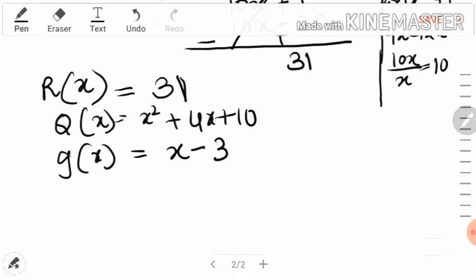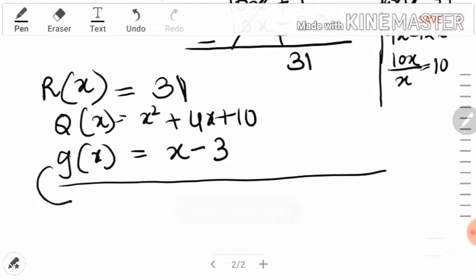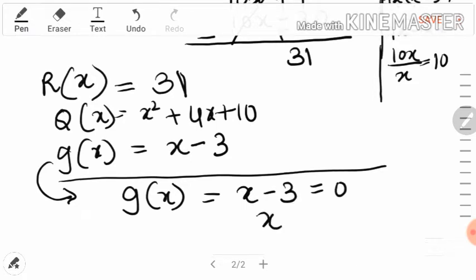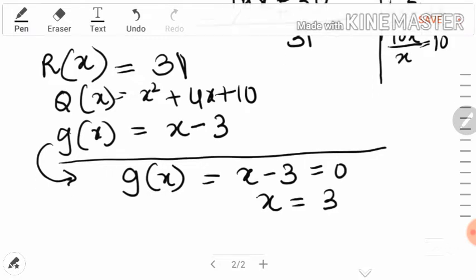So in order to find the remainder, we use the long division, which is such a long method. Now let's try another method to find the remainder. So what we will do is we will equate the divisor to 0. So x minus 3 is 0. Now on solving we will get x equal to 3.